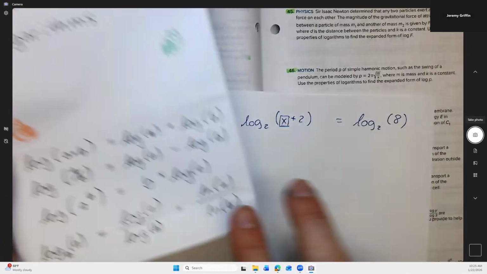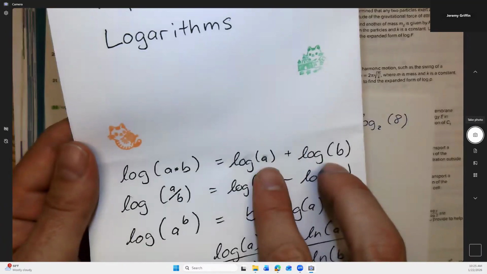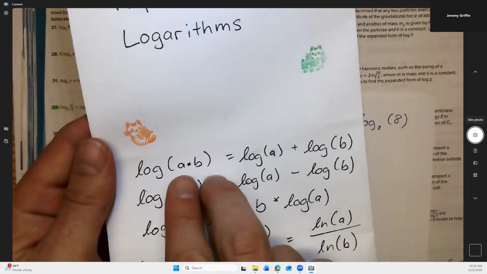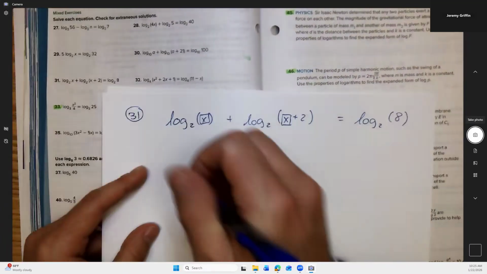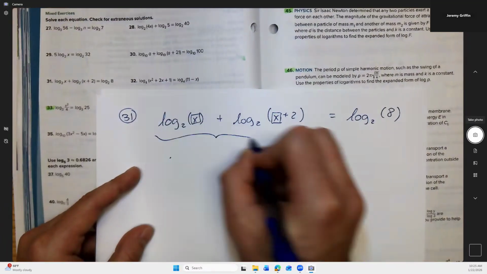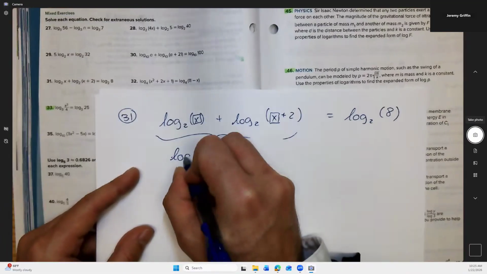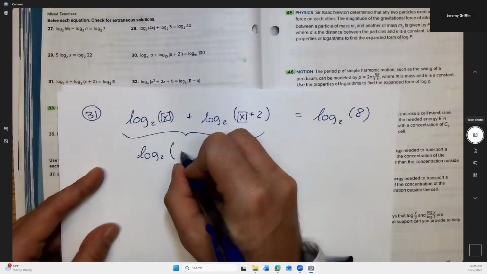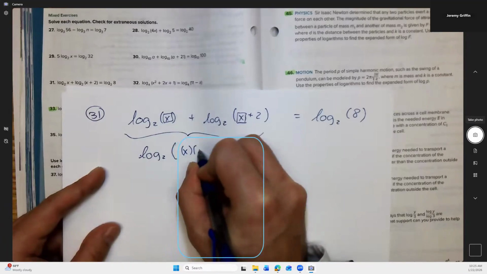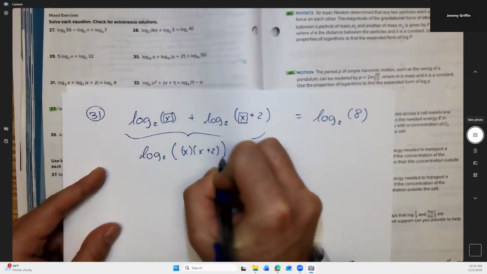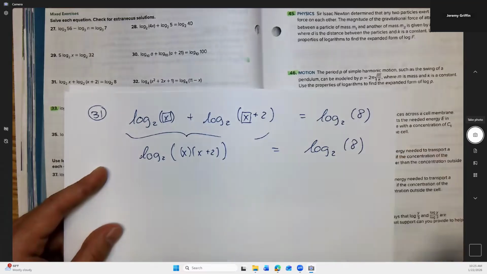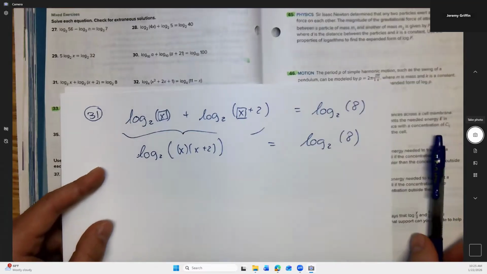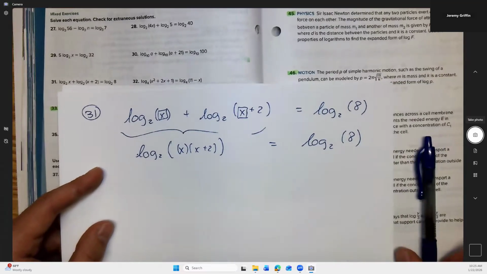Do you guys remember this from yesterday? If you have log of a plus log of b, isn't that log of a times b? Let's try it that way. I'll combine these two and make one giant logarithm. I'll go log base 2, and then inside, that's x times x plus 2. And that's all equal to log base 2 of 8.